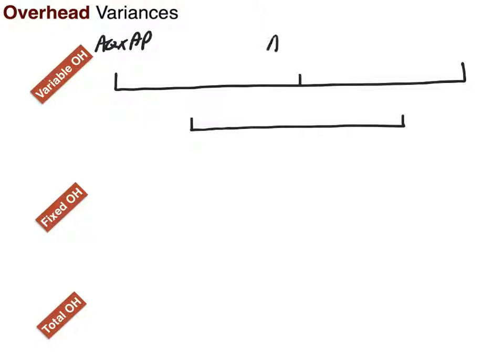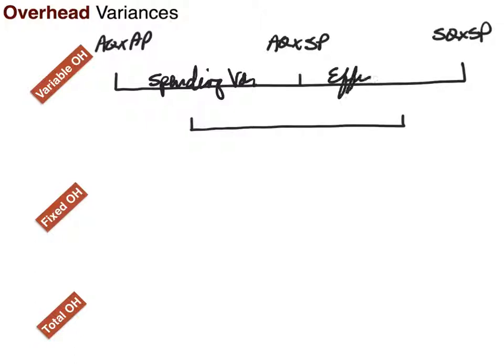So the middle peg would be actual quantity times standard price, and the third peg would be standard quantity times standard price. The first variance for variable overhead is called a spending variance, and the second one is called, similarly to labor, an efficiency variance. And we also can have a flexible budget variance for variable overhead.